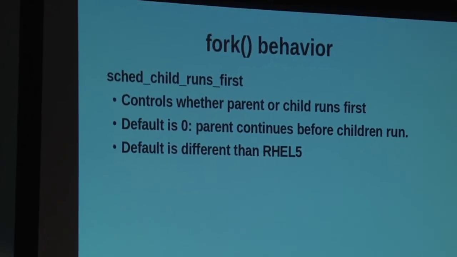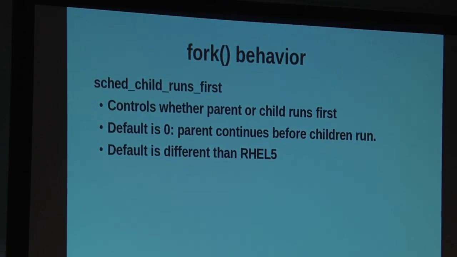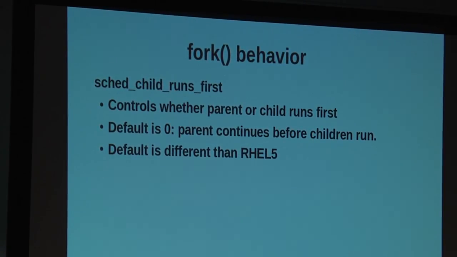All right. Another parameter we'll see is what we call child runs first. The reason I put this in here is the default behavior is different in RHEL 5. By default, the parent continues to run before the child. On systems with load averages greater than 1, where the run queues are very busy, it's necessary to change this back to the way it was in RHEL 5 for performance.